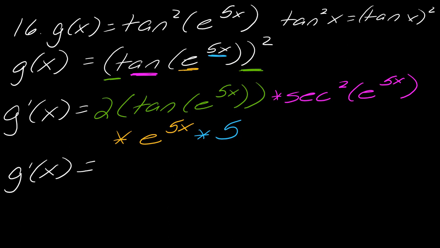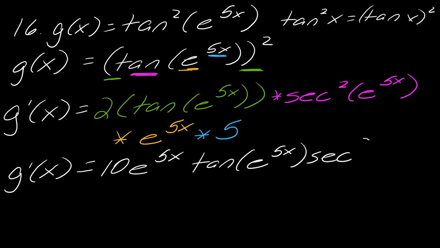Okay, so it looks like I can multiply that 2 and that 5 together to get 10. And then after that, it's just really a matter of writing the rest of this stuff down. Like this, and this is really as good as it gets. So there you go.